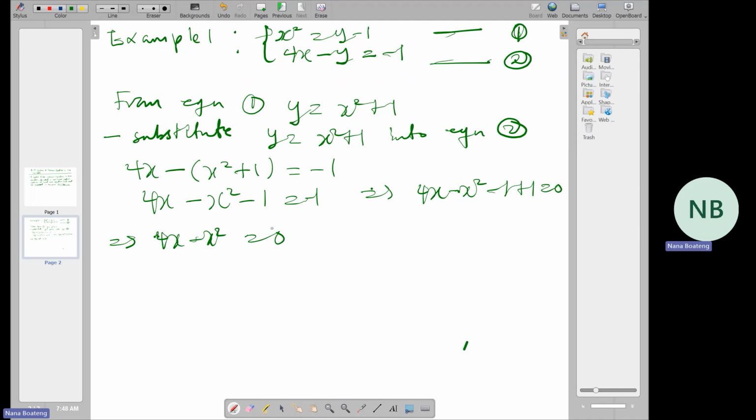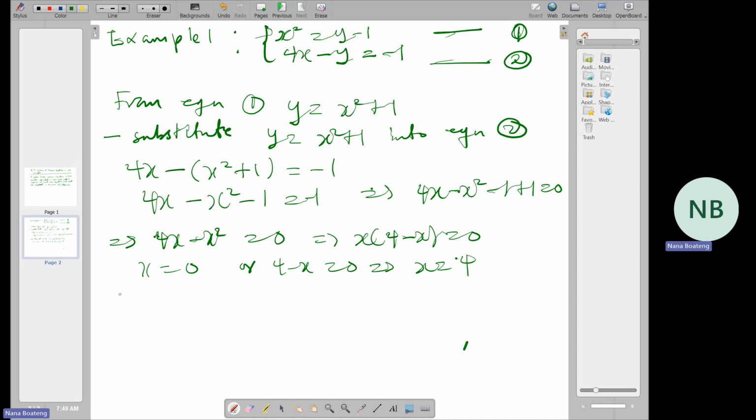If we factor out x, we have x times 4 minus x is equal to 0. So this means x is equal to 0, or 4 minus x is equal to 0, which implies x is equal to 4. So we have two values for x: x is equal to 0 and x is equal to 4.